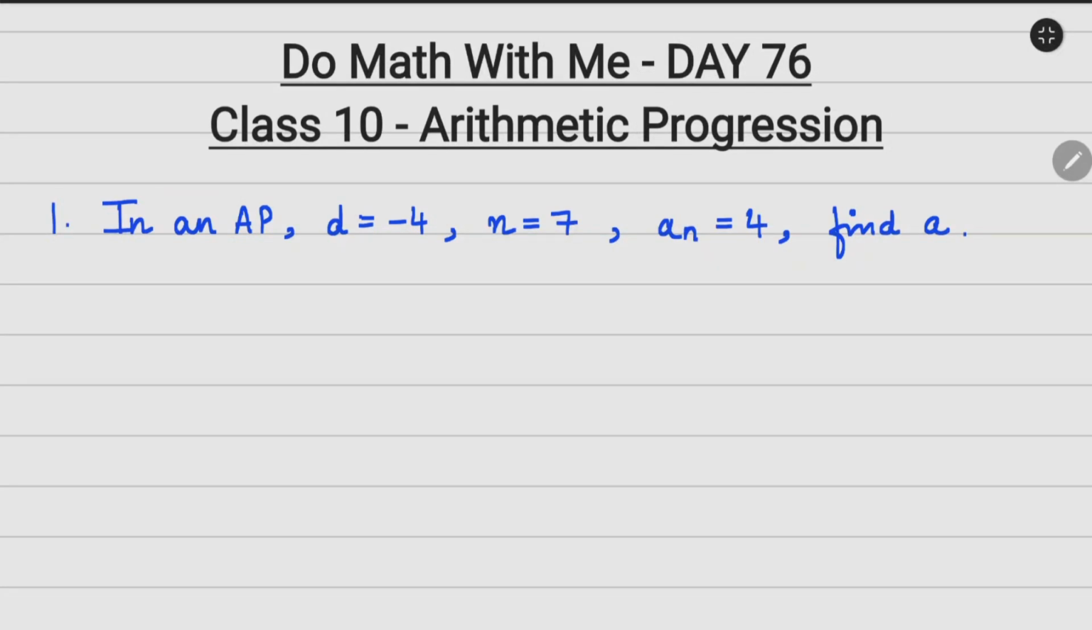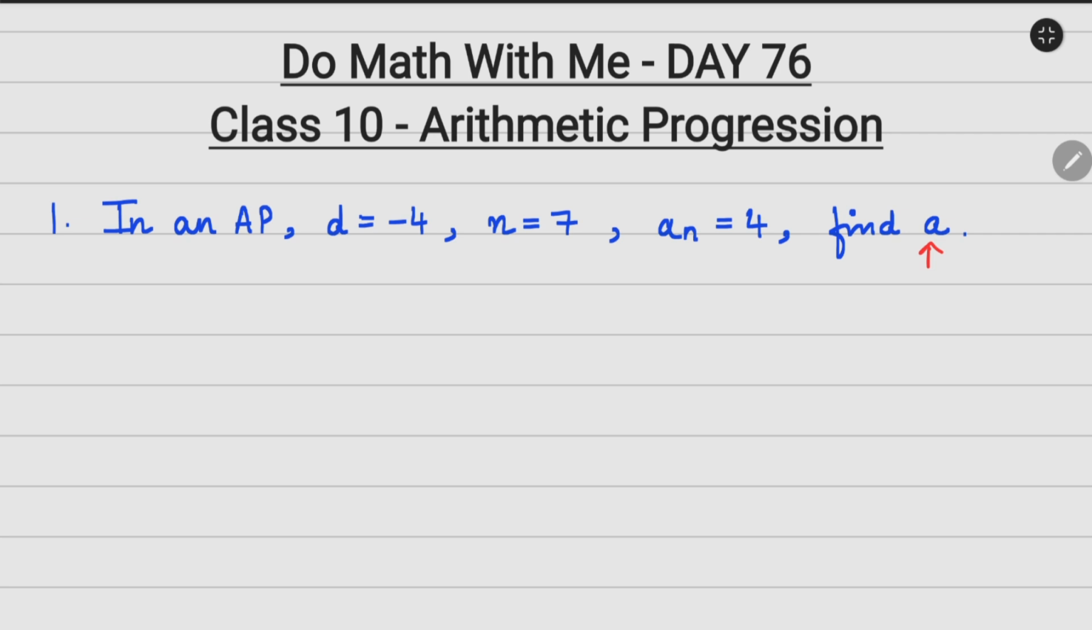In today's video, let us solve some important questions from the chapter Arithmetic Progression. Let's get started. So the very first question is, in an arithmetic progression, you are given the common difference is -4. N means the number of terms, which is 7. And the last term, which we call the nth term, that is an, is equal to 4. You have to find a. A refers to the first term.